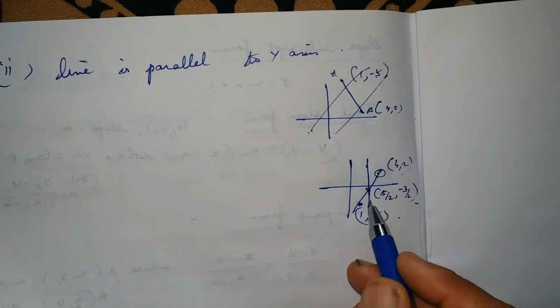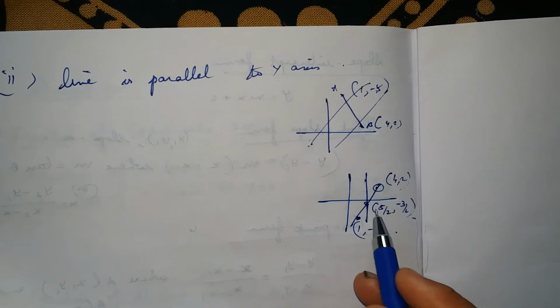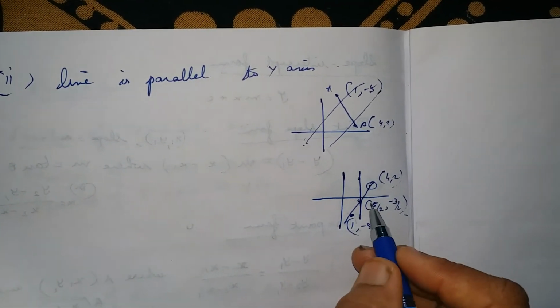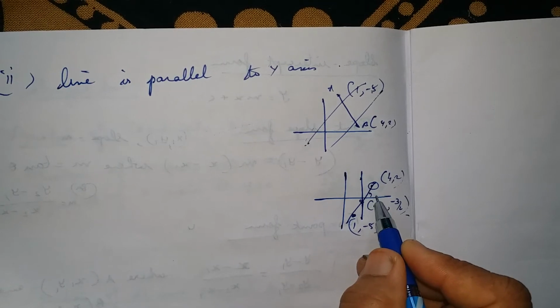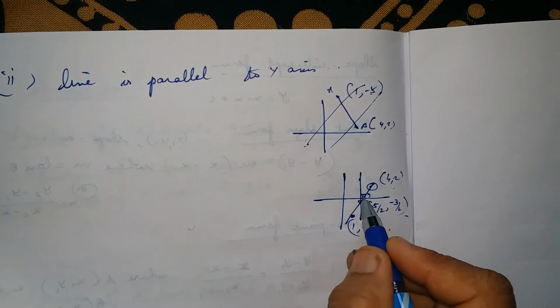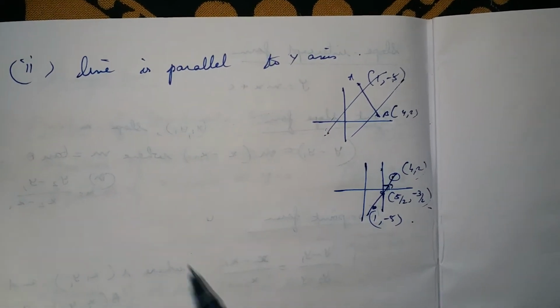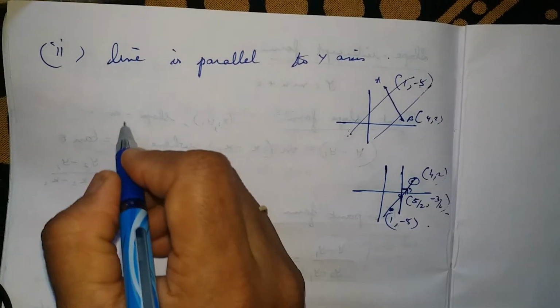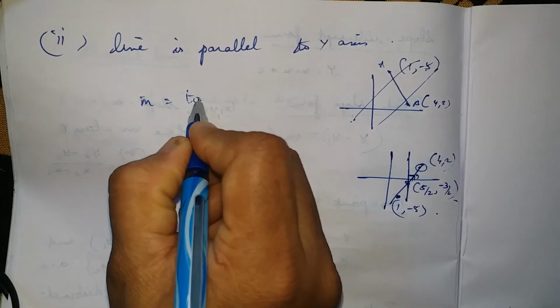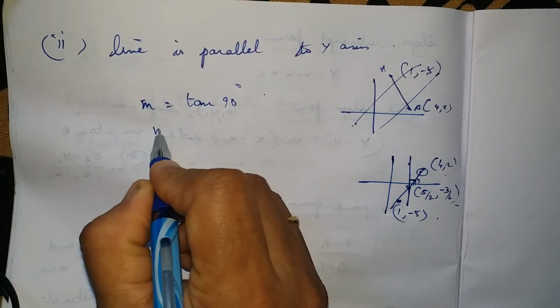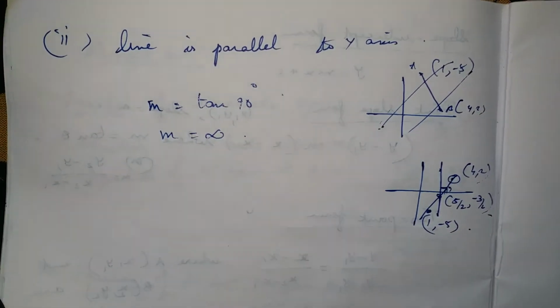So same thing you are going to apply, but the only concept is it is parallel to the y-axis. So if it is parallel to the y-axis, an angle will be formed, that is 90 degree. So the angle formed will be 90 degree for this line. So m is equal to tan 90. So you know tan 90 means what? m is equal to infinity. It is not defined.